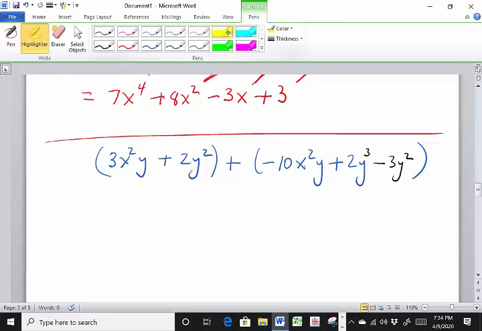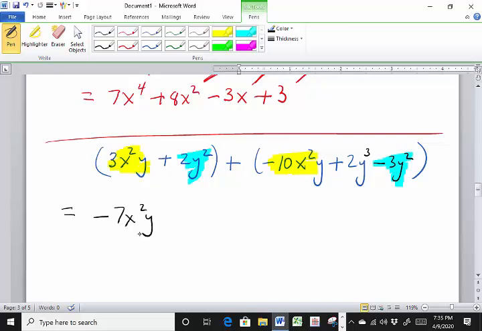So let's identify our like terms. So we have a 3x squared y and a minus 10x squared y here. So these are like terms, right? The x squared y. Then we have a y squared term right there. Okay? And that's the only ones that are like. So if we just go ahead and add those together, 3x squared y added to minus 10x squared y, that's going to be a minus 7x squared y, right?